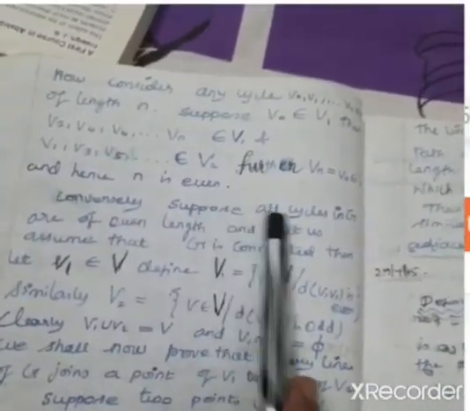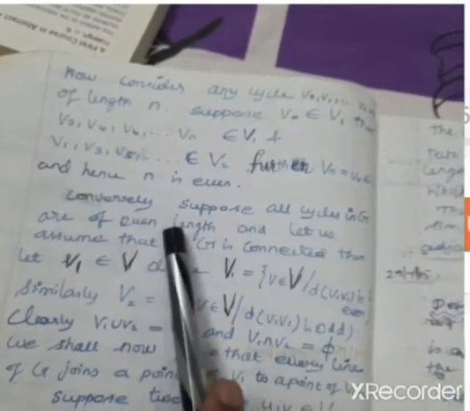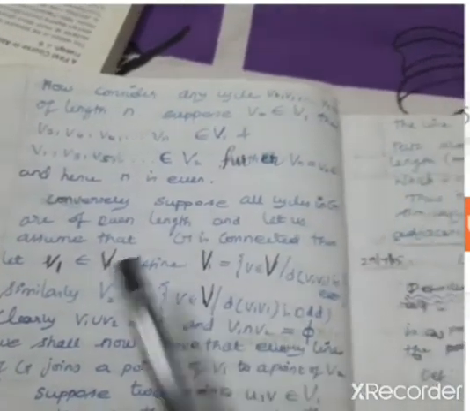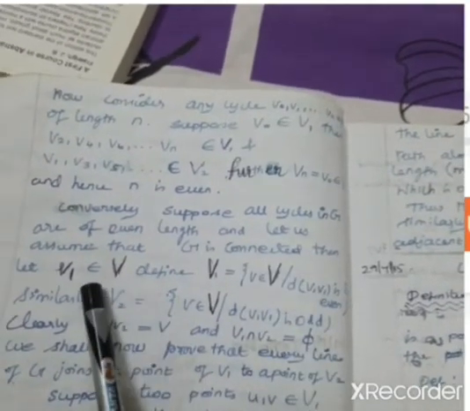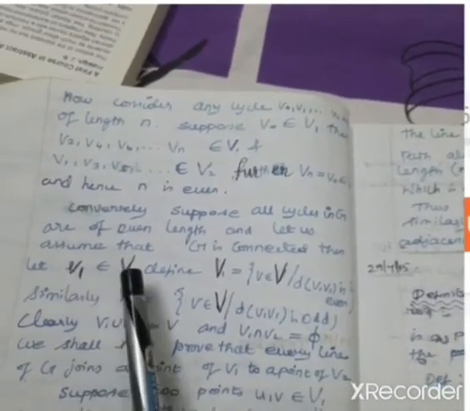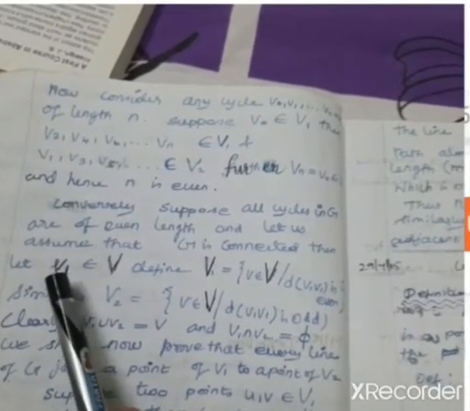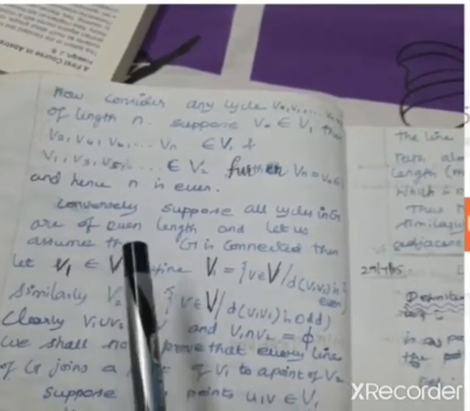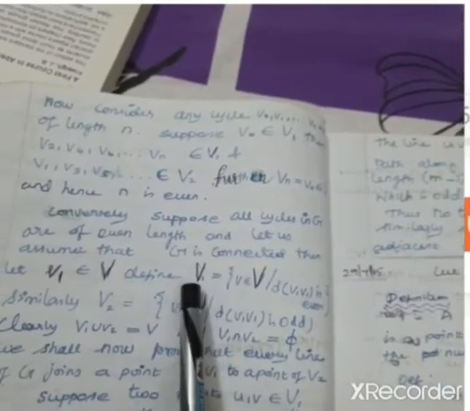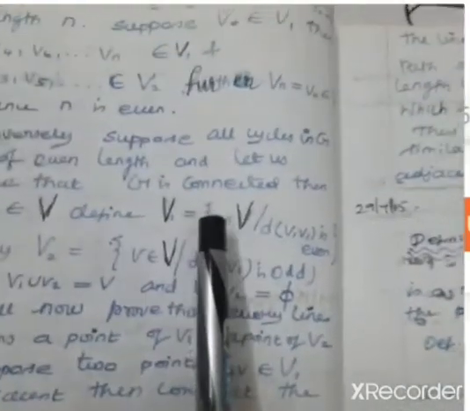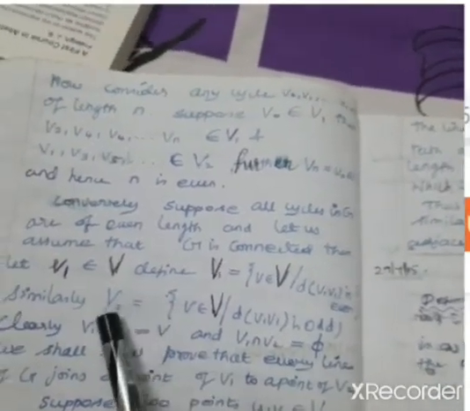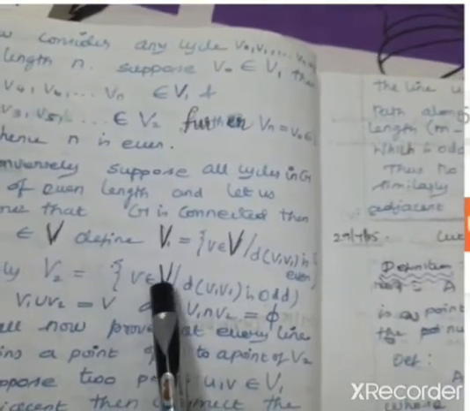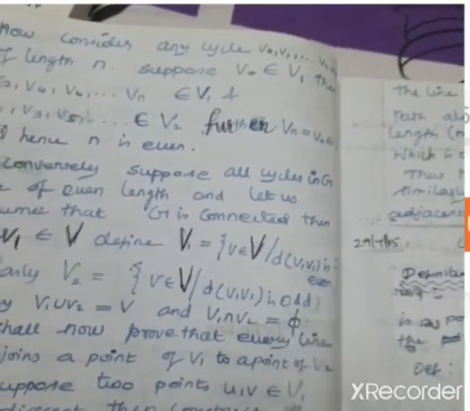Conversely, if all the cycles in this graph G are of even length, and if my graph is connected, then let us construct the following. For any point small v1 in capital V, define a vertex subset capital V1 equal to the set of all elements V in capital V such that D of V comma V1 is even. Similarly, capital V2 is equal to the set of all V in capital V such that D of V comma V1 is odd.